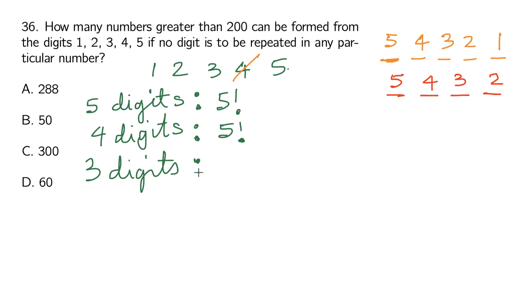We now come to 3 digits. How many 3-digit numbers that can be formed from 1, 2, 3, 4, 5 are greater than 200? Now for 3-digit numbers, we have 3 slots: the first slot, the second, and the third. Here in the first slot, we have to be a little careful because we cannot put 1 in the first slot. If the first digit is 1, automatically that number is going to be less than 200.